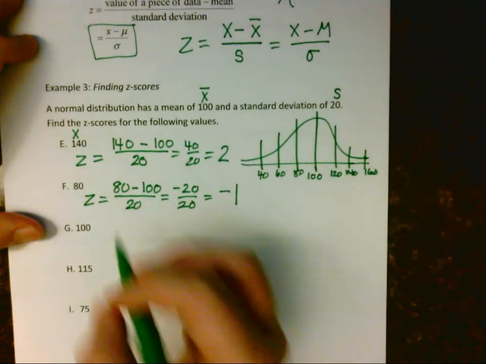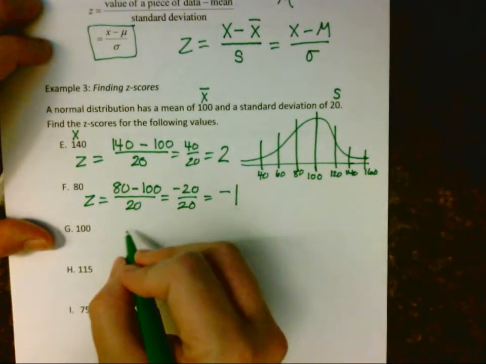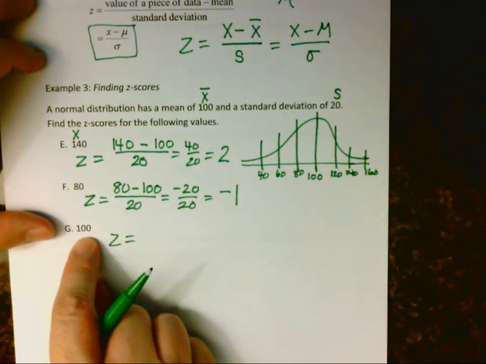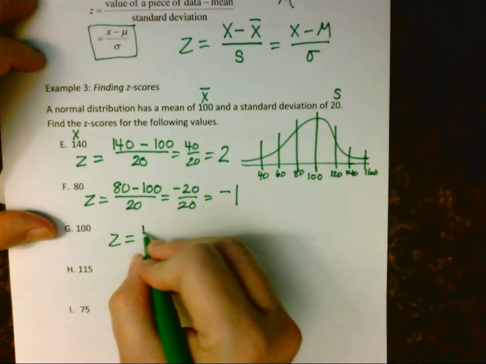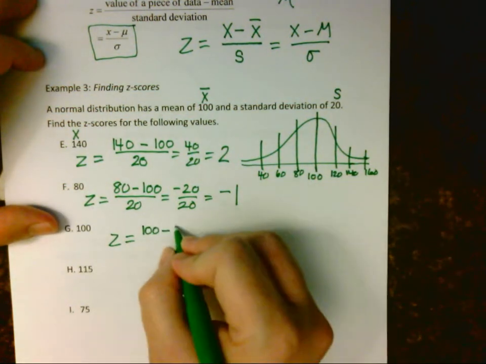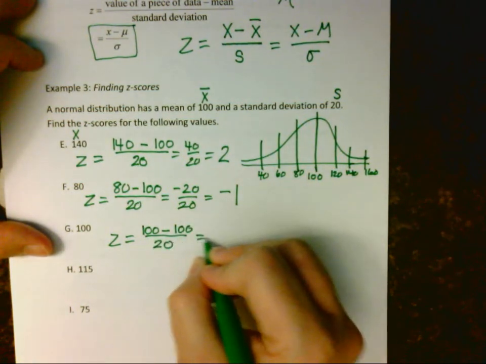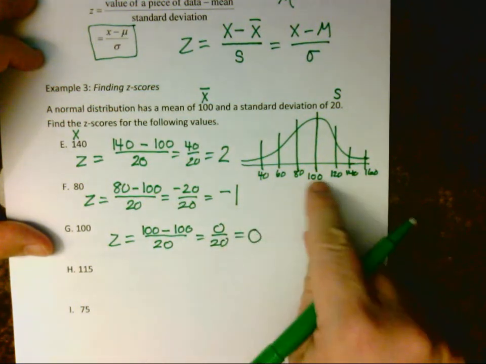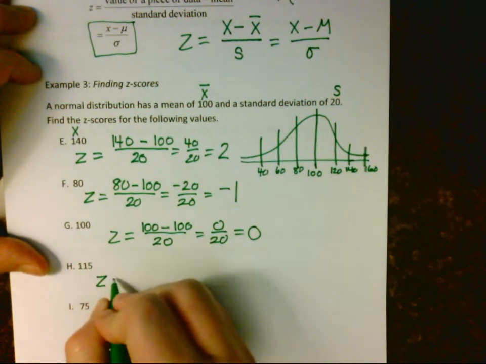All right, continuing on here, we use 100. How many standard deviations is the 100 from the mean? It's right on the mean, so it should be 0. Okay, let's calculate it. The data value is 100 minus the average is 100. Divide by the standard deviation, which is 20. We'll get 0 over 20, which is 0. And of course, it is 0 deviations from the average. It's right there.